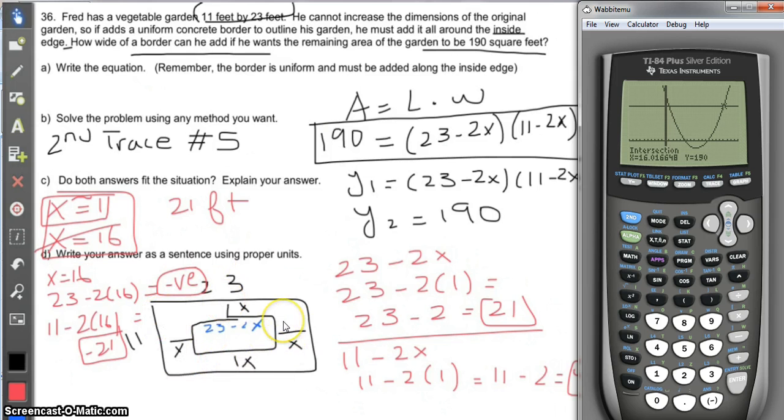Now this is the last question on the review. Study well. If you have any questions, let me know.